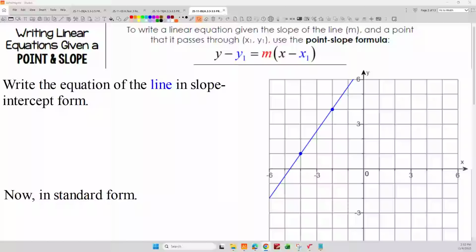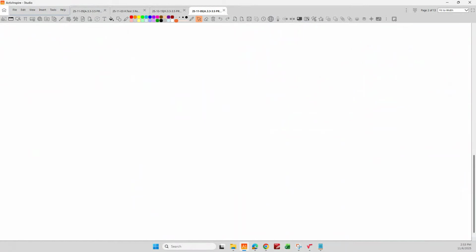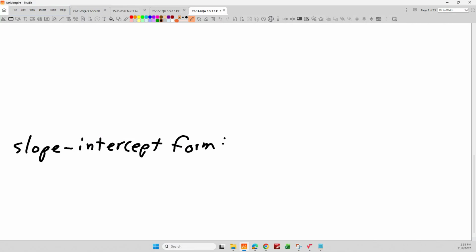The third of our forms of linear equations that we have to know. So real quick, see if you can remind me, if I ask you for slope-intercept form for a linear equation, what is that one? Good. What if I ask you for standard form?